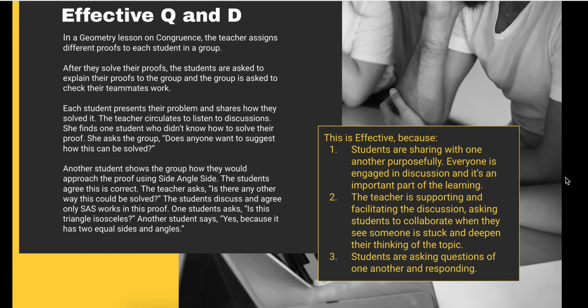The teacher circulates to listen to discussions. She finds one student who didn't know how to solve their proof. She asks the group, does anyone want to suggest how this can be solved? Another student shows the group how they would approach the proof using side angle side. The students agree that this is correct. The teacher asks, is there any other way this could be solved? The students discuss and agree that only side angle side works in this proof.